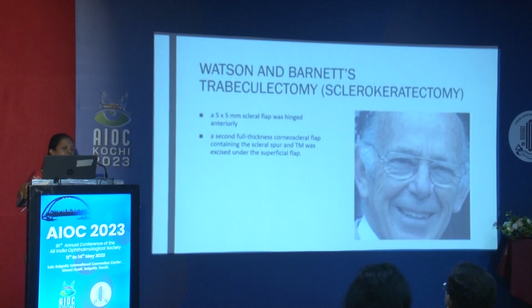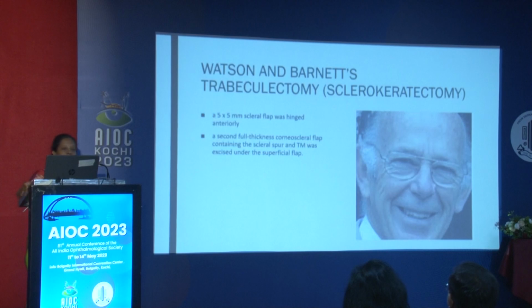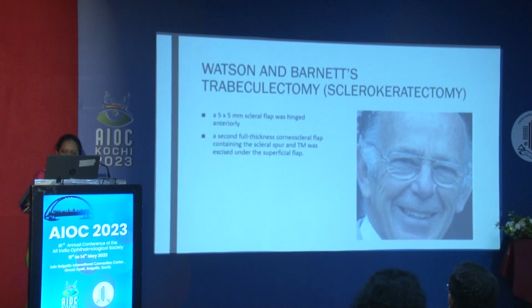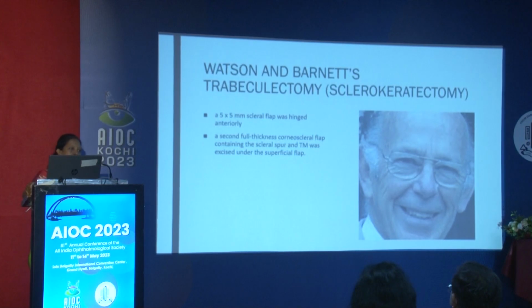In 1975, Watson and Barnett modified Cairns' trabeculectomy, and this was called the sclerokeratectomy in Watson's technique. A 5 by 5 mm scleral flap was hinged anteriorly, and a second full thickness corneoscleral flap containing the scleral spur and the trab meshwork was excised under the superficial flap. So currently, this is the technique that all of us follow, the sclerokeratectomy.